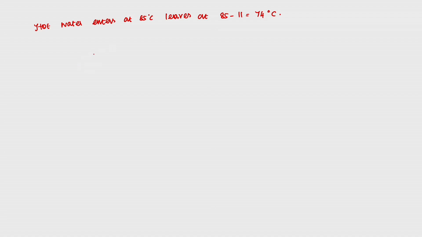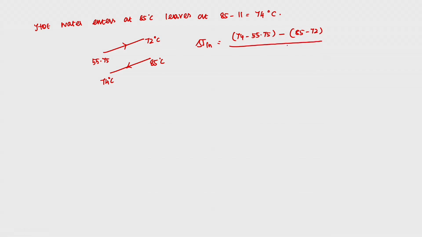So, the del T for the hot water side as well as the raw milk side: the raw milk enters at 55.75 and is heated to 72 degree centigrade, and we already said it is a counterflow plate heat exchanger. Hot water enters at 85 and leaves at 74 degree centigrade. So, del T logarithmic is 74 minus 55.75 minus 85 minus 72, divided by ln of 74 minus 55.75 upon 85 minus 72, which comes around 15.47 degree centigrade.